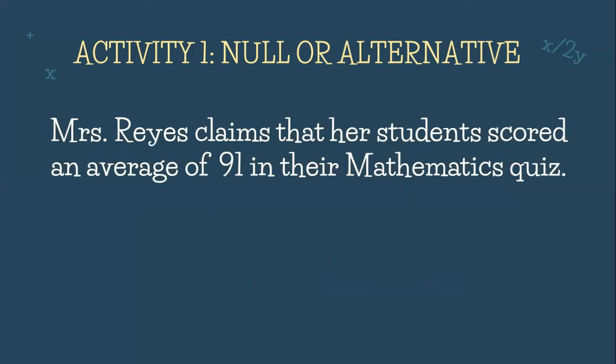So Mrs. Reyes claims that her students scored an average of 91 in their mathematics quiz. So here, my dear students, nothing was said about an increase or decrease. It just says that Mrs. Reyes's students scored 91. So technically, this is a null hypothesis. The first thing we can make is the null hypothesis.